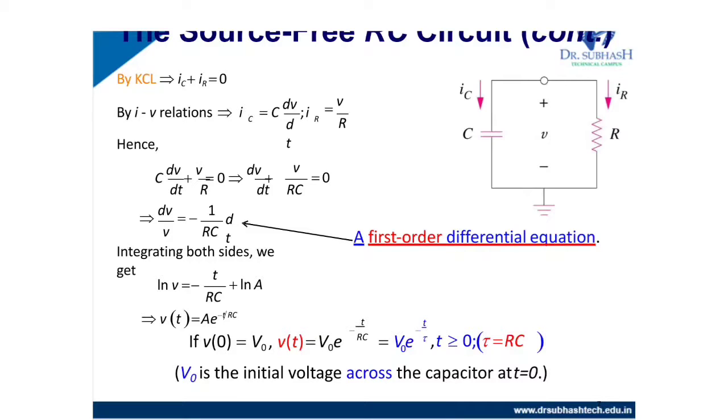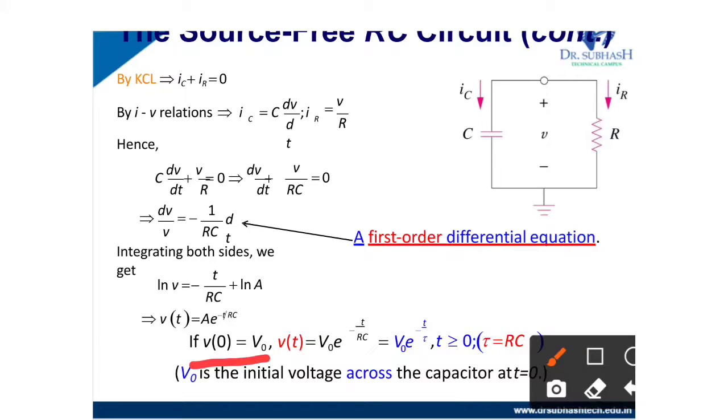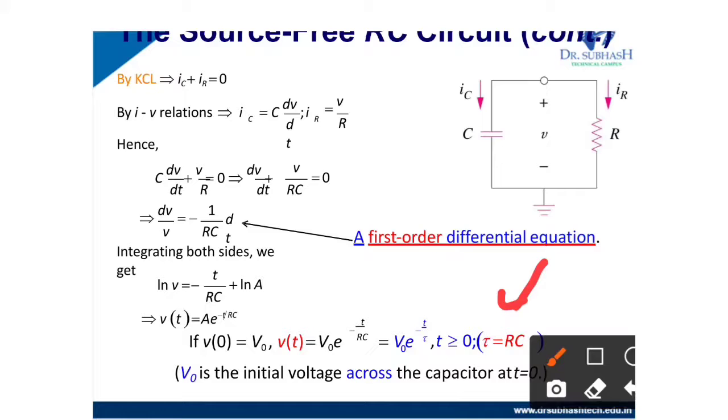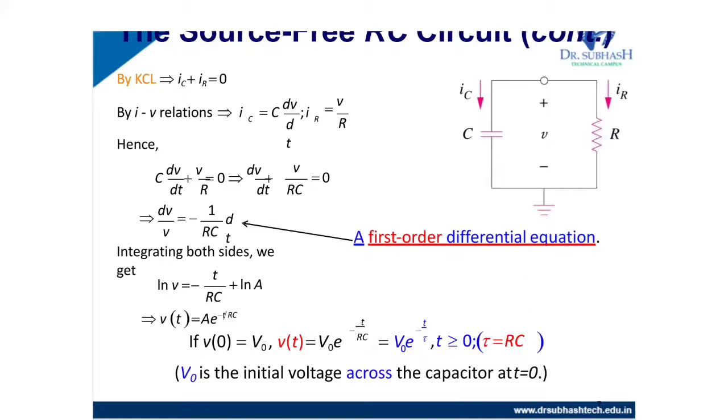So if V of 0 equals V0, then V of t equals V of 0 e raised to minus t by RC. So it is V0 e raised to minus t by tau, when t is greater than or equal to 0, where the time constant tau equals RC. V0 is the initial voltage across the capacitor at time t equal to 0, and RC is called the time constant.